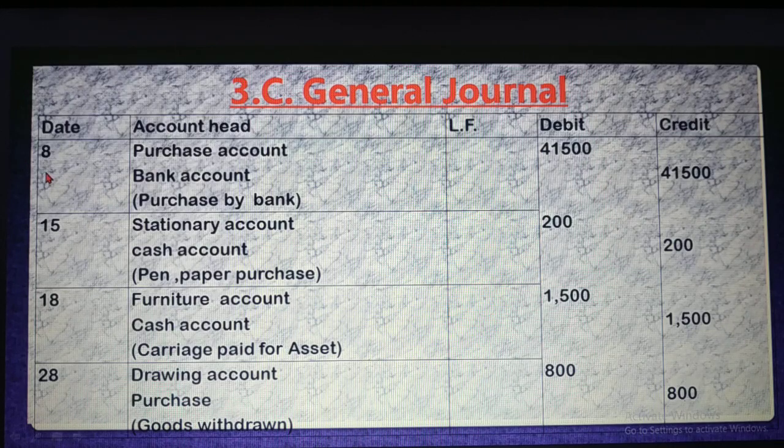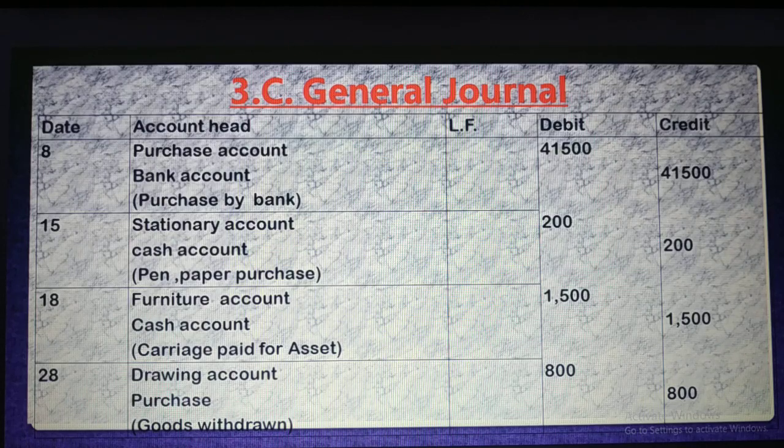So date 8, purchase by check. So purchase account debit, bank account credit. Why purchase account debit? Because purchase is an expense account. If there is any expense, then it will be debited. The formula, golden rule, I have told you earlier to learn the formula.